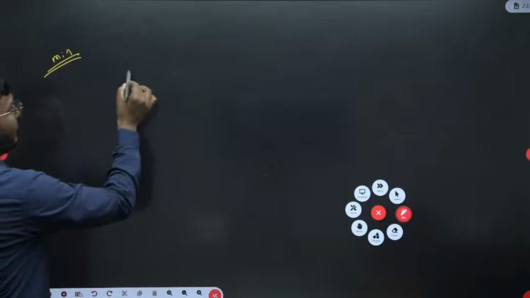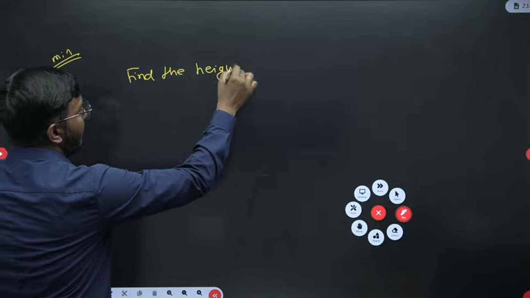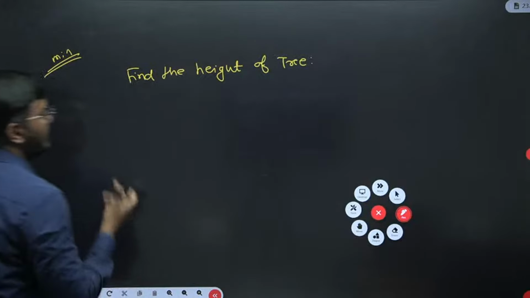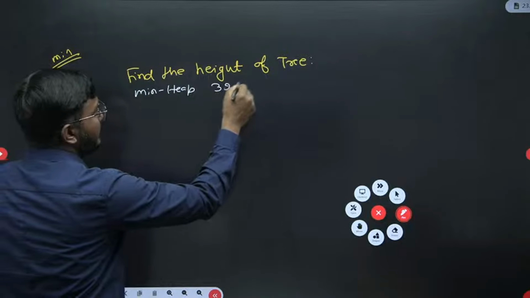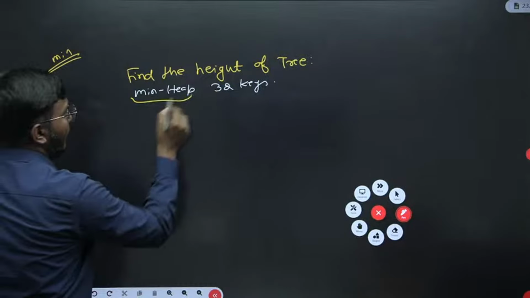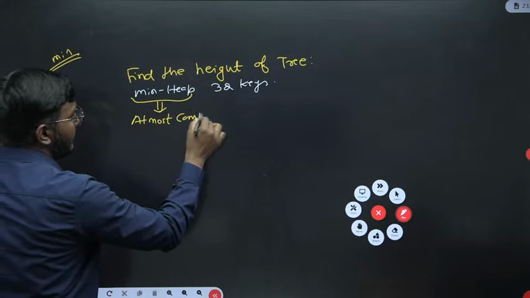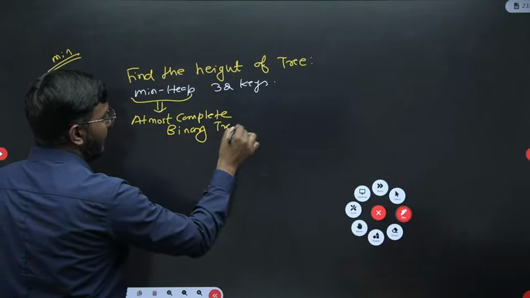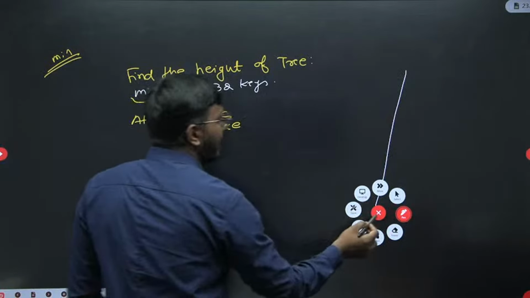The question was to find the height of a tree, given a min heap with 32 keys. And we already know in the classroom that a min heap follows the structure of an almost complete binary tree. Getting my point? Understood now? What is an almost complete binary tree structure?